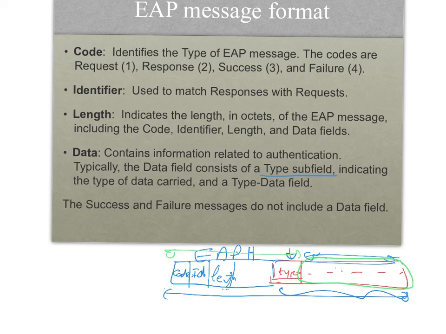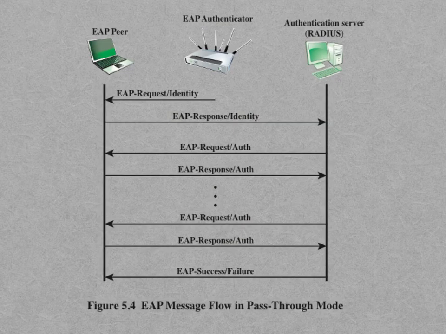Also, the type field contains the method, but the type subfield itself has the same format. This data format is different from one authentication method to another. Clear? Okay, so let's stop here.